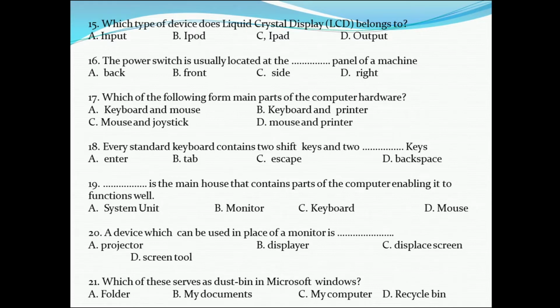Question 17. Which of the following form main parts of the computer hardware? A. Keyboard and mouse. B. Keyboard and printer. C. Mouse and joystick. Then D. Mouse and printer.